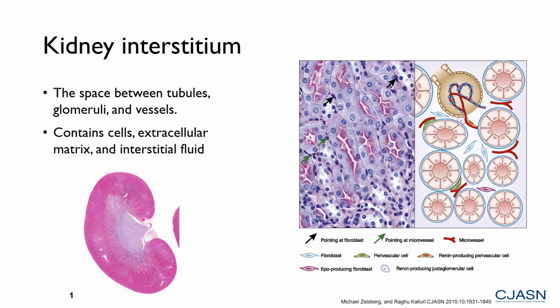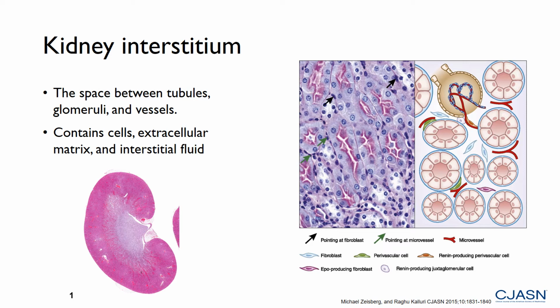In order to really grasp how urine concentration occurs, we need to begin by introducing or reviewing the interstitium of the kidney. The interstitium of the kidney is defined as the space between all of the tubules, glomeruli, and vessels. And the space between all these things isn't just empty space. It does contain a number of cells, such as fibroblasts, and those fibroblasts are the source of erythropoietin, extracellular matrix, and the interstitial fluid.